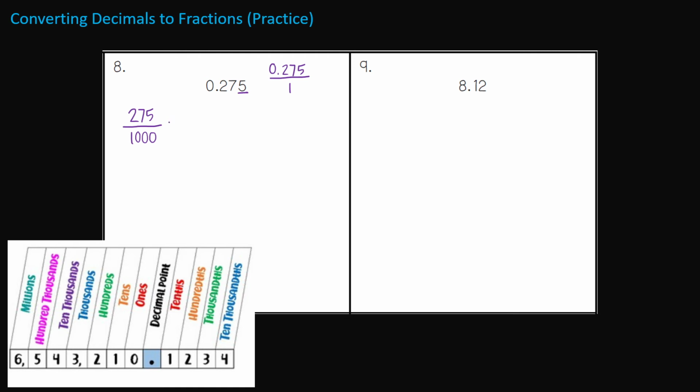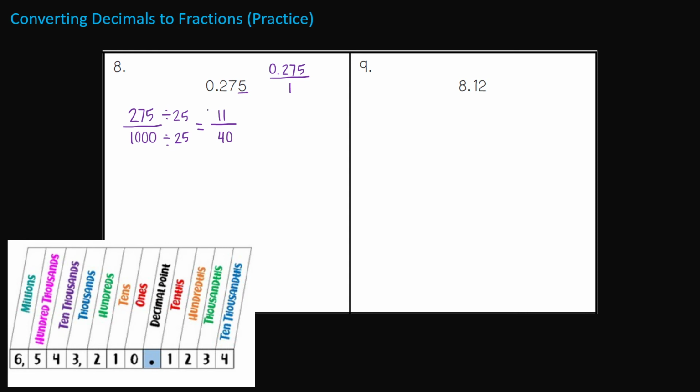And when we simplify, let's see, what number goes into both 275 and 1,000? I think 25 goes into both of those numbers. So I'm going to divide the top and the bottom by 25. 275 divided by 25 is 11. And 1,000 divided by 25 is 40. So 11 over 40.